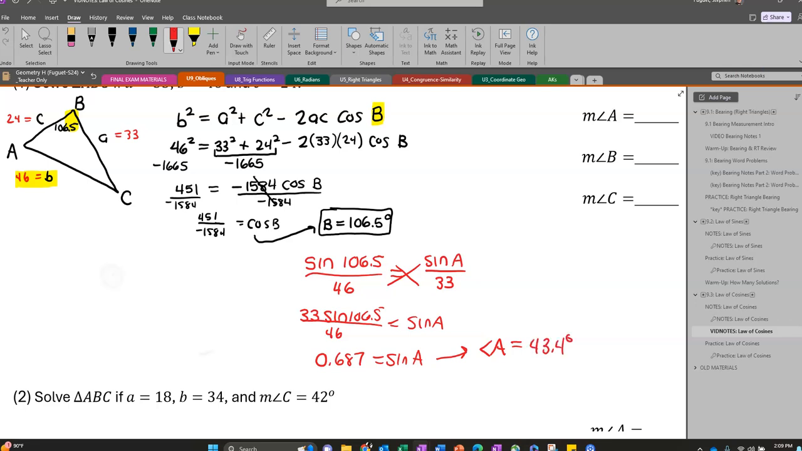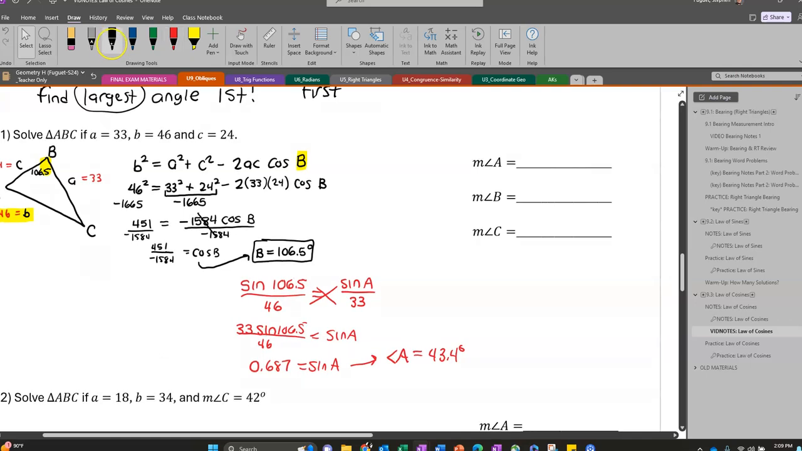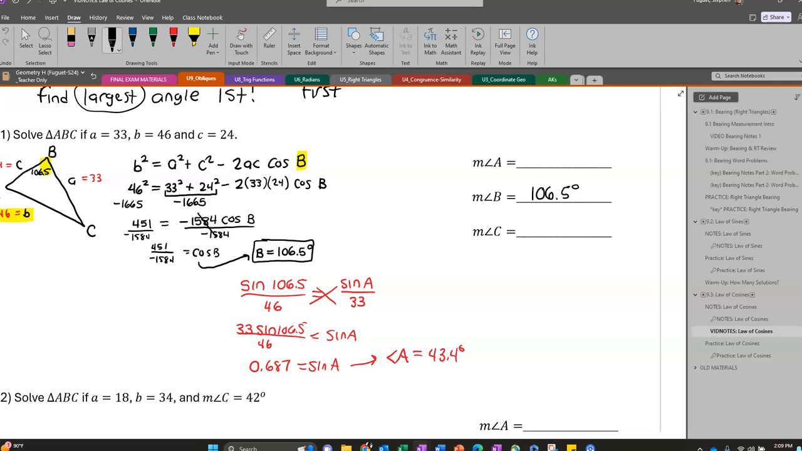Now, the reason why we found the largest angle first is that by getting an obtuse angle first, 106.5, and then angle A being 43.4, yes, there was a quadrant 2 answer here. 180 minus 43.4 is going to give me 136.6, but hopefully, as you notice, we cannot have two obtuse angles in our triangle. And so that's why we get to automatically omit that quadrant 2 answer and not have to deal with the ambiguous case. So make sure we find the largest angle first.